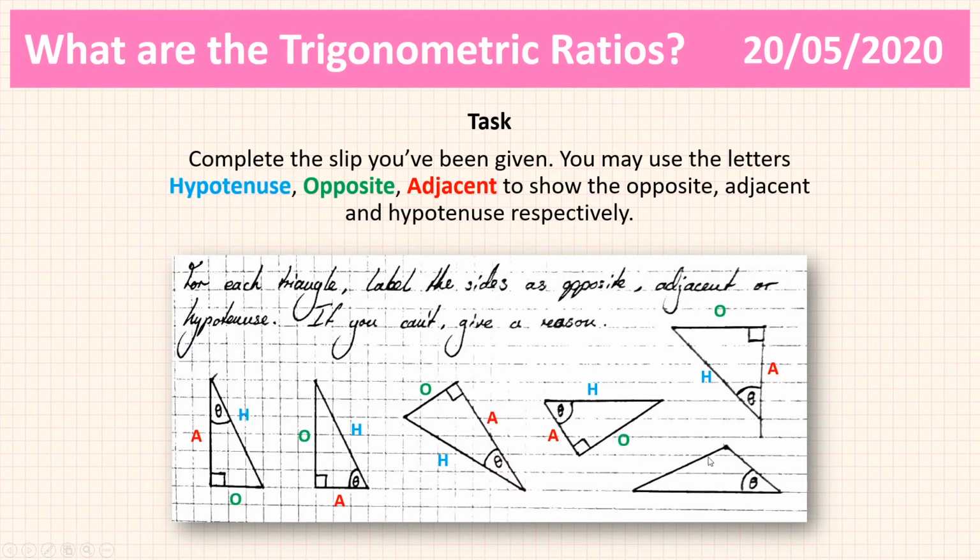Now this one on the end does not have a right angle, so we cannot label it. It is not a right angle triangle, so we would not label it hypotenuse, opposite, adjacent. Remember, Pythagoras and trig are only applicable to right angle triangles.